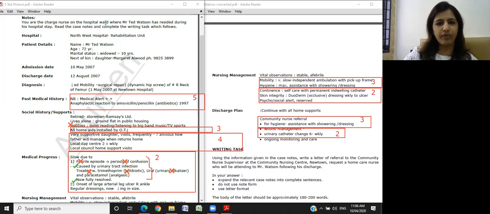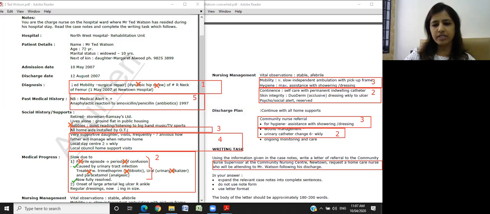Yes. And why were they admitted? The reason for admission. This one will be in the introduction paragraph, because we know that in the introduction paragraph we always include two things: the reason for admission and the purpose of writing. So this point also, requesting a home care nurse, right? And remember, we are not writing to the nurse herself, we are writing to the community nurse supervisor, so the community nurse supervisor herself is not going to visit this patient. So I can't say, please arrange a daily home visit.